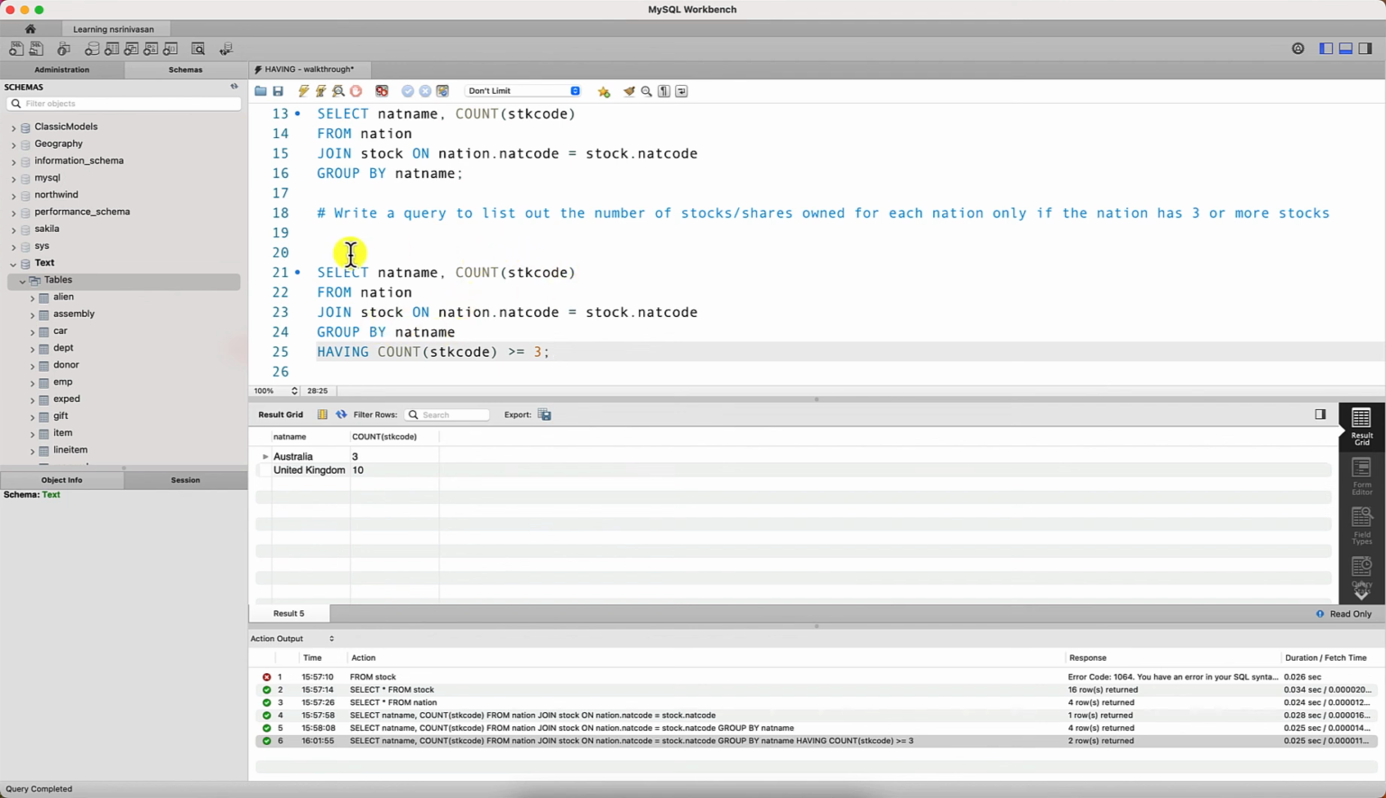Again, notice the filter is based on count of stock code, which is the aggregation that was created. And to filter on that aggregation, we have to use the having clause that shows up after the group by clause.